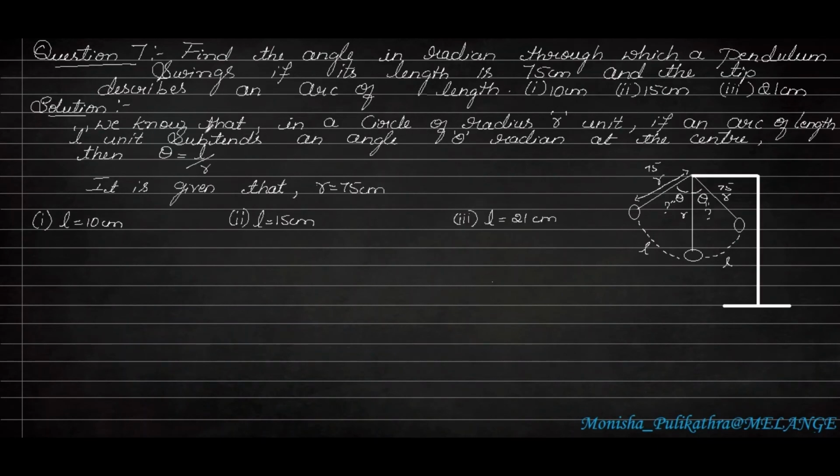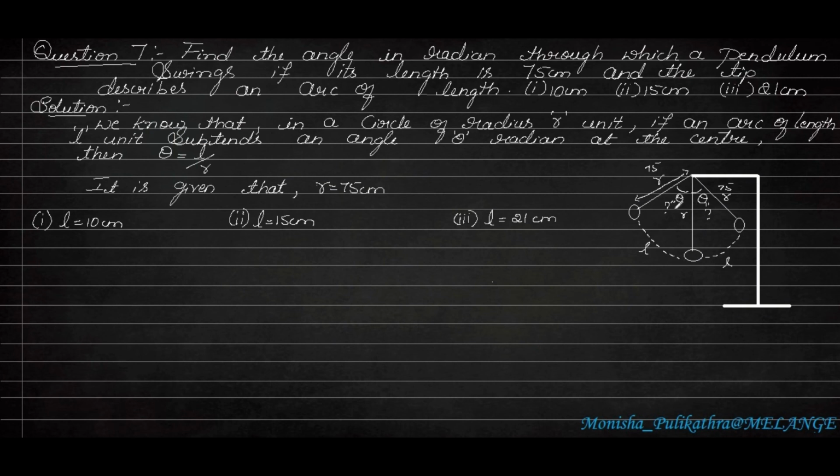Moving on to the last question of this session. It is question 7. So question 7 is find the angle in radian through which the pendulum swings. So you might have seen in a laboratory a pendulum in which a stand will be there, and at the tip of the stand a rope will be connected, a thin rope, and at the edge of it a small bob. Bob means a small iron ball will be connected. This is the construction of a pendulum.